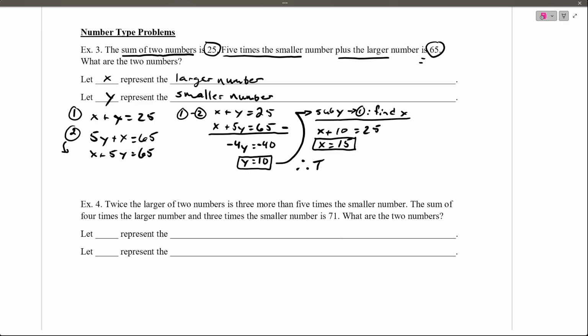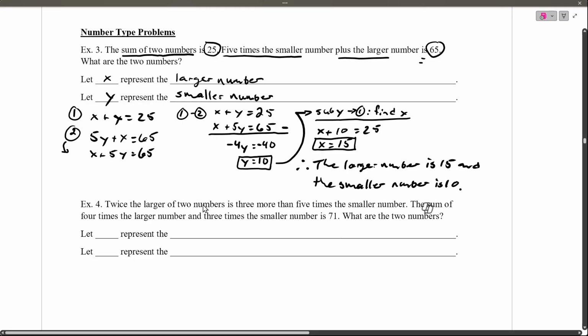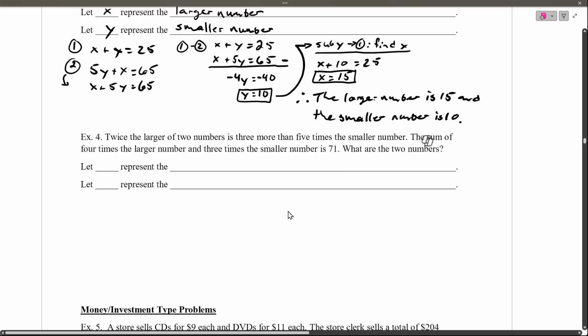So therefore, the larger number is 15, and the smaller number is 10. So that's our first number problem. Let's do another one. So how far down? We'll go there.